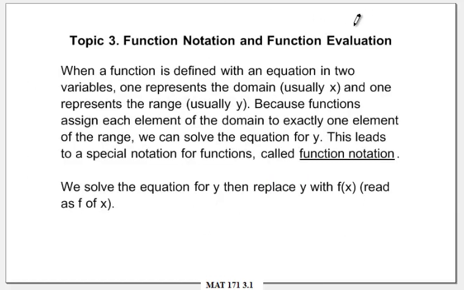Topic 3. Function notation and function evaluation. When a function is defined with an equation in two variables, one represents the domain, usually x, and one represents the range, usually y. Because functions assign each element of the domain to exactly one element of the range, we can solve the equation for y. This leads to a special notation for functions, called function notation. We solve the equation for y, then replace y with f of x, and read it as f of x.